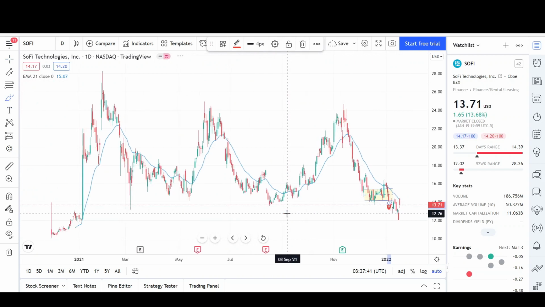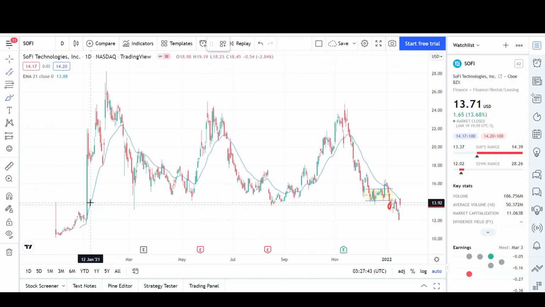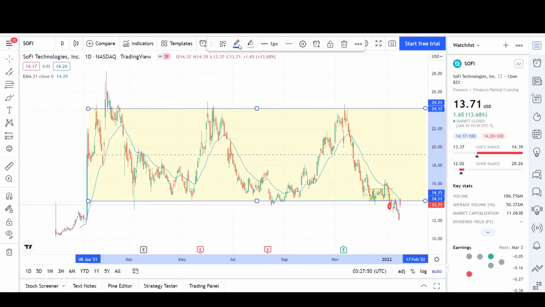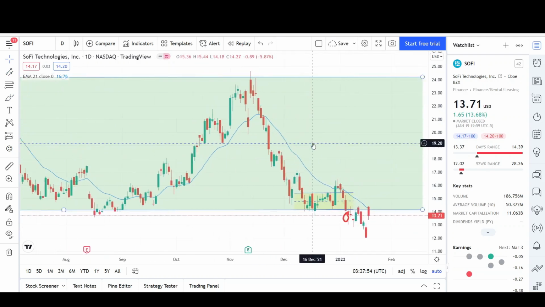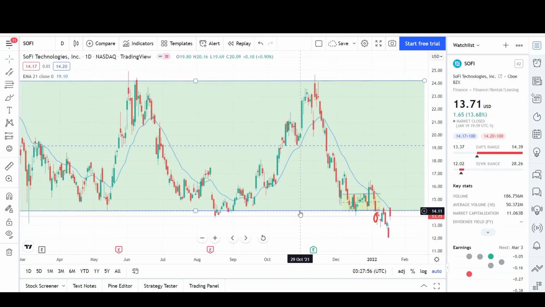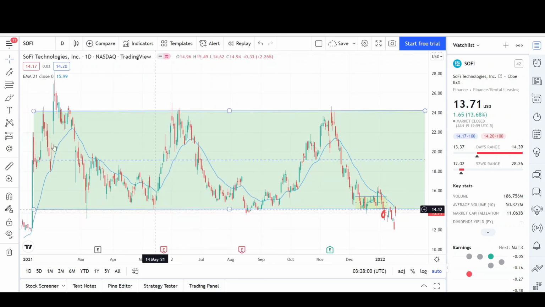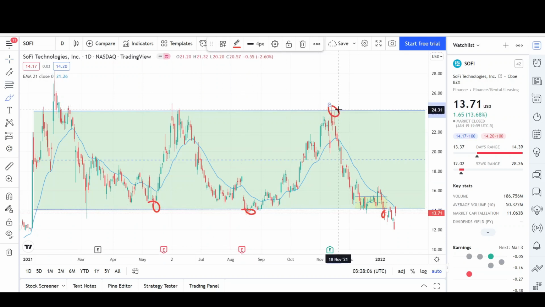You can see that SOFI was inside of a range, and now we are finding resistance from the previous support. Let me just drag this up. Let's go ahead and make this green. So in this green channel, you can see that the $14 level was the support for a long time, and there were a lot of bounces at this level. But like I said before, eventually something's going to give. Either it's going to be the resistance side, which is at the $24 level, or the support side.